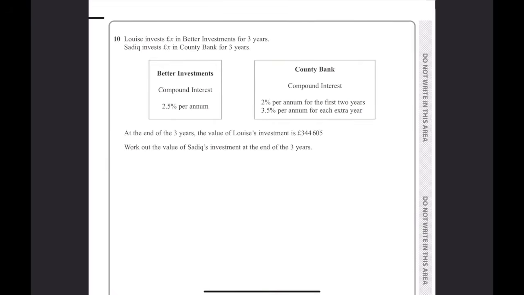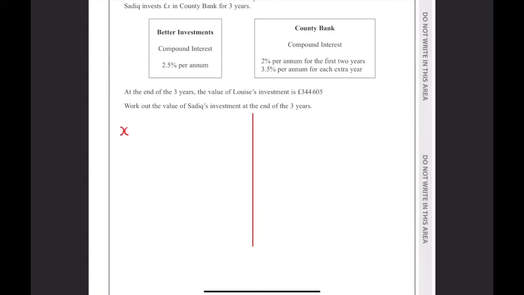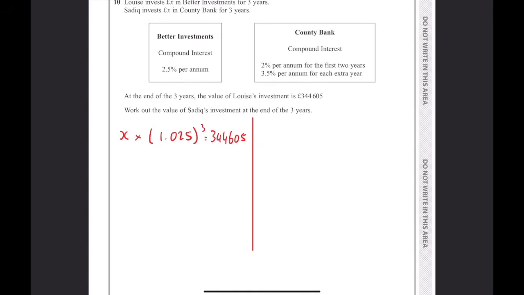Okay, here we have a very common compound interest question, but we're not told what the original investment was. So whenever you see any of these comparison questions, I recommend just splitting your page into 2. So we know that the starting value multiplied by 1.025 to the power of 3 is equal to 344,605. If we rearrange, we can just say that x equals 344,605 divided by 1.025 cubed. Then x is going to be £320,000.